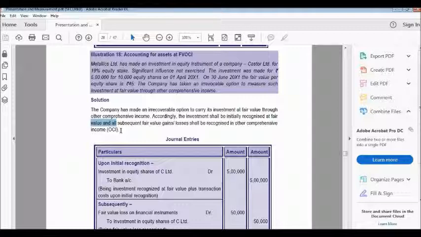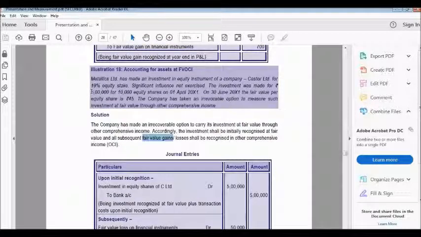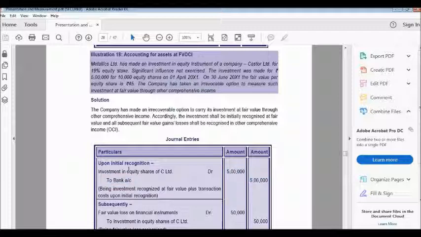You know that at the initial recognition, every financial asset should be measured at fair value. In our example, because we don't have any other data on what the fair value would be, we will deem that this amount, 50 rupees, is the fair value. Because you know that fair value in most cases is the transaction price, 5 lakh rupees is the fair value. So account for it upon initial recognition: investment in equity share of C Limited account debit to bank account, so that will be the investment for the initial recognition.